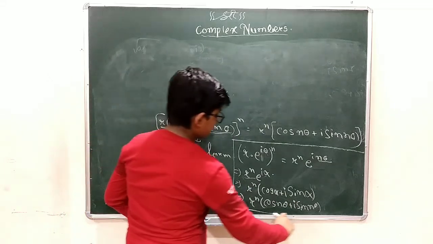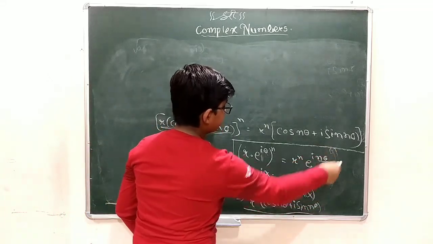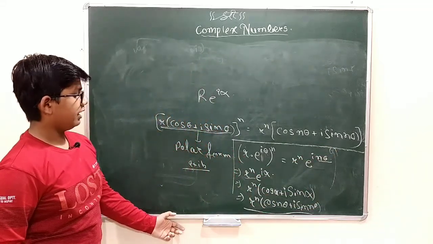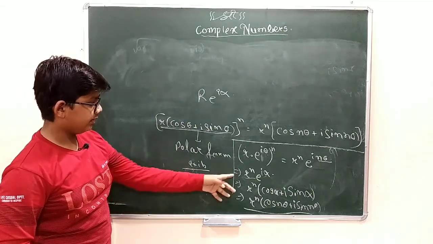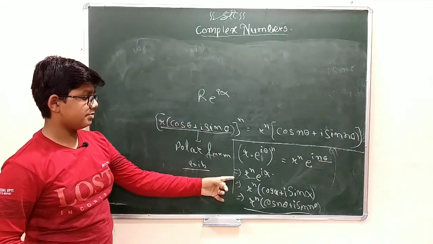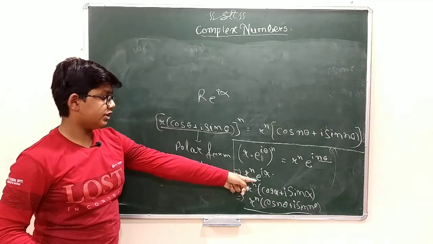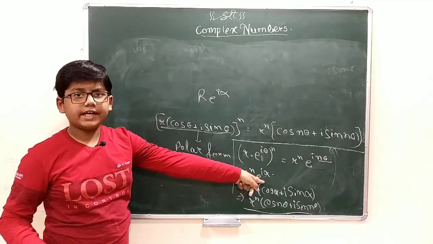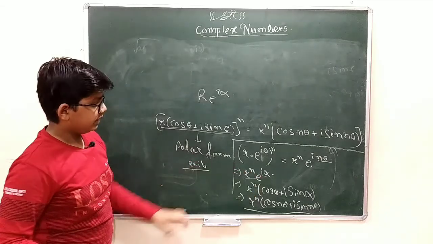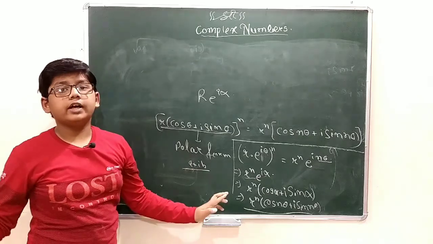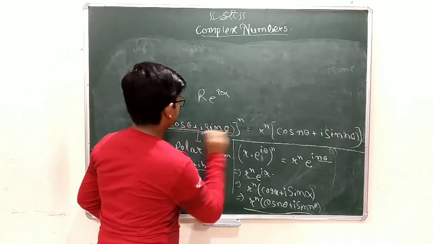What is this value? It is just the RHS of de Moivre's theorem. Hence we have proved it. How many steps are required? These 3 are the main steps. That is r to the power n into e to the power I alpha, and alpha can be replaced by n theta also. So we get a 3-step proof of de Moivre's theorem.